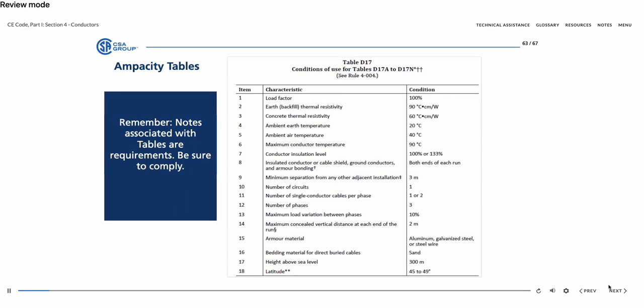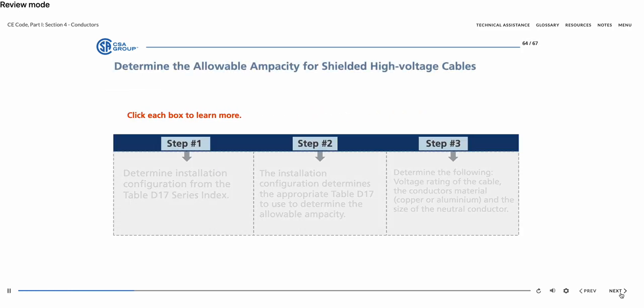Table D17 has the conditions of use for tables D17A to D17N, which are tables and diagrams of ampacities for shielded cables rated 5 kV to 46 kV. The ampacities listed in tables D17A to D17N are valid only for the configuration shown and the conditions specified in table D17. A change in any one or more installation conditions or cable construction will result in a change in maximum conductor ampacity. Click each box to learn more.